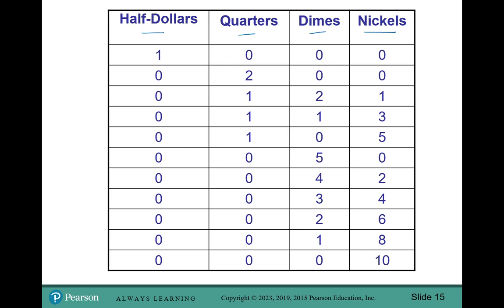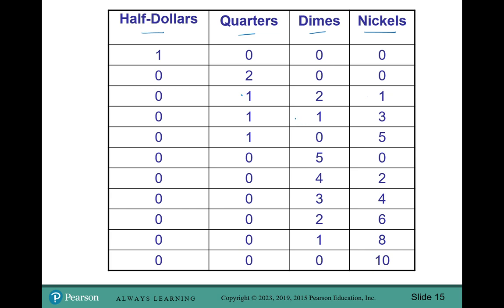If I look at quarters, if I use 2 quarters, I'll have 50 cents. I'm done here. But if I use 1 quarter, how many dimes would it take to make me move towards that 50 cents goal? It would take 1 quarter and 2 dimes, that would be 45 cents. And then I'd also need a nickel here to make that 45 cents 50 cents.